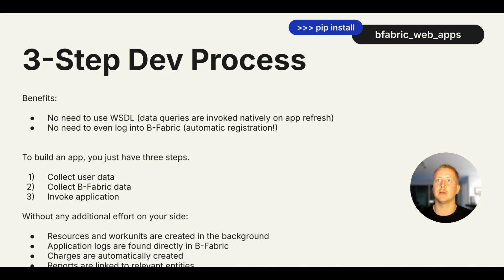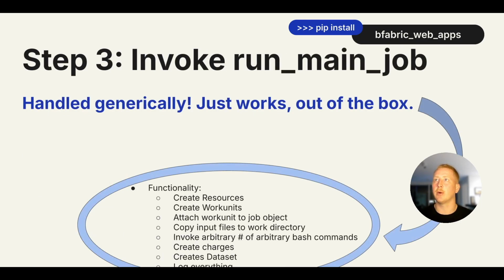And the third step is to invoke the underlying application. So the source code, let's say, in this case, we're going to be running the nextflow Hello World app. And so the third step is just to invoke this application in a way that integrates tightly with bfabric. We do that using the run main job function, which we'll see live in a little bit. But the run main job function is essentially a wrapper for any arbitrary bash commands, which integrates your invocations tightly with bfabric. So it allows for easy resource creation parameterization, easy work unit creation parameterization.